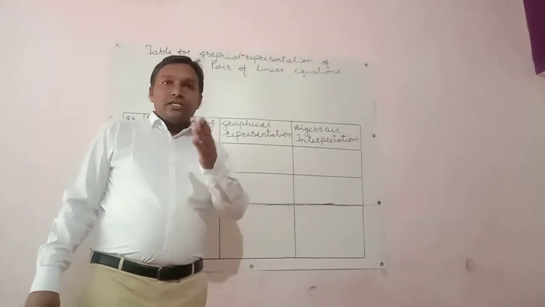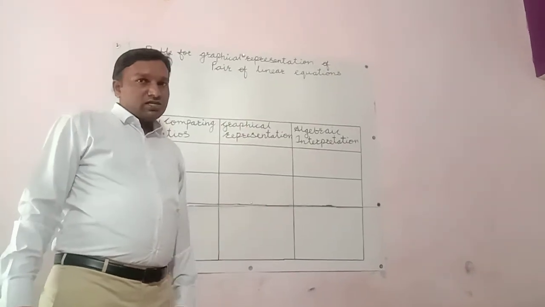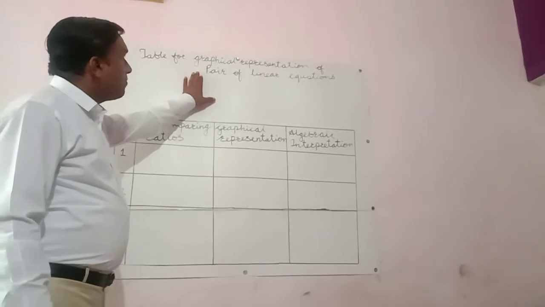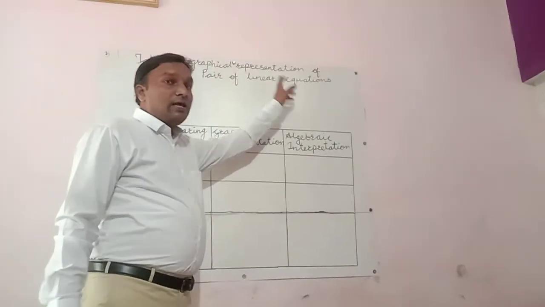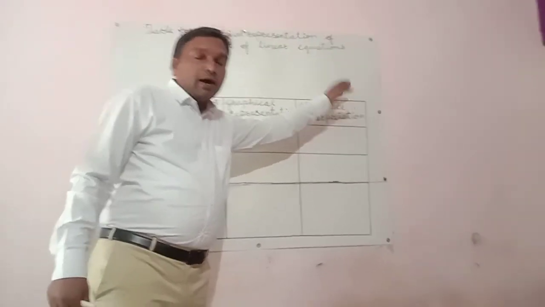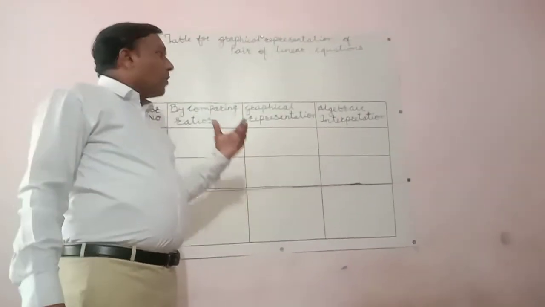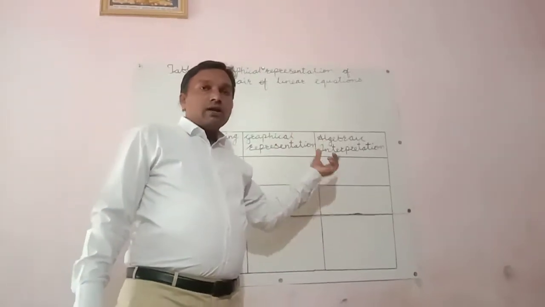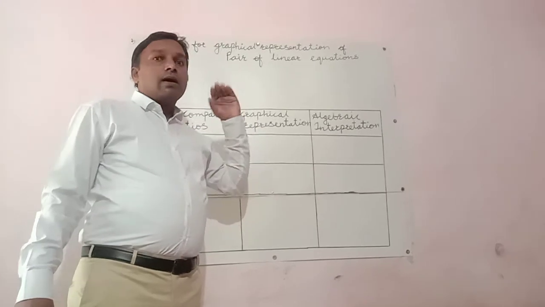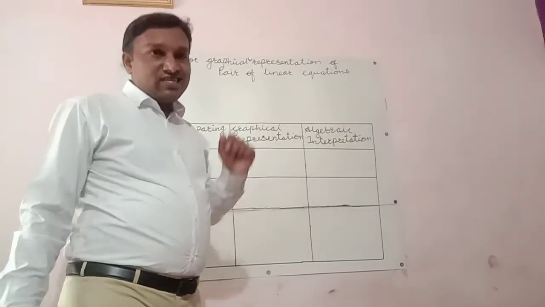So, this is the new topic of pair of linear equations. This is our topic, the table for graphical representation of pair of linear equations. By this table, we can easily decide whether our lines are intersecting, coincident or parallel. So which are the conditions?